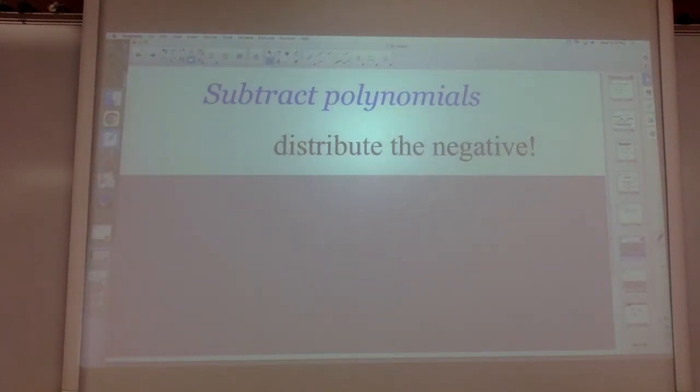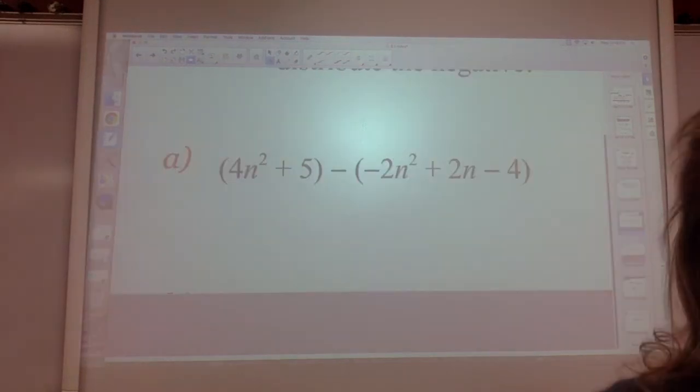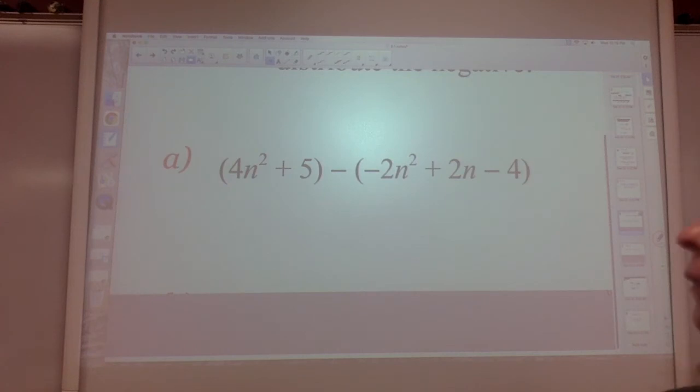But then we have to subtract polynomials. When you subtract polynomials, you have to distribute the negative. Subtracting polynomials, you have to distribute the negative, and I'll show you what that means. Write this down. Okay, write this problem down.